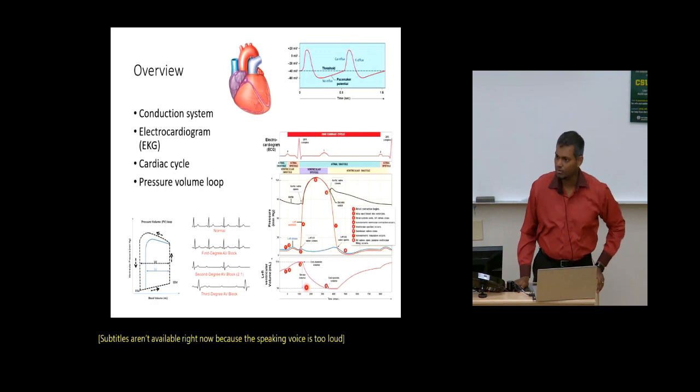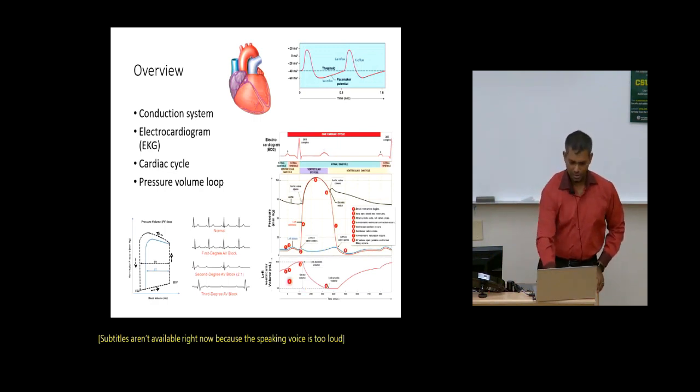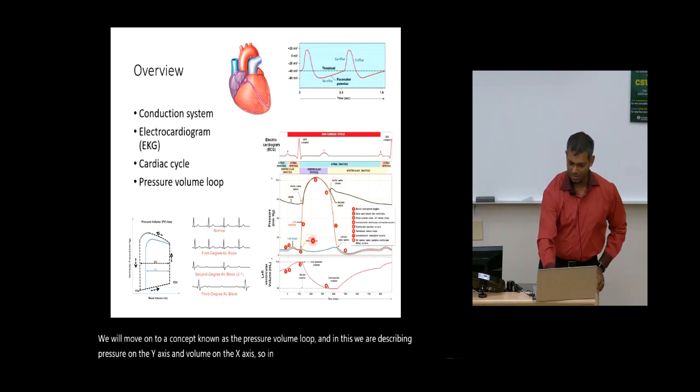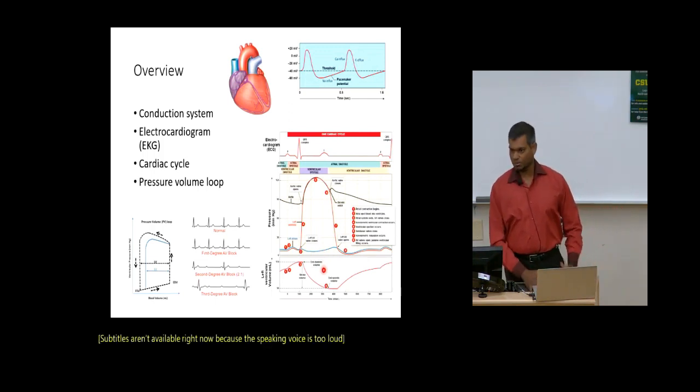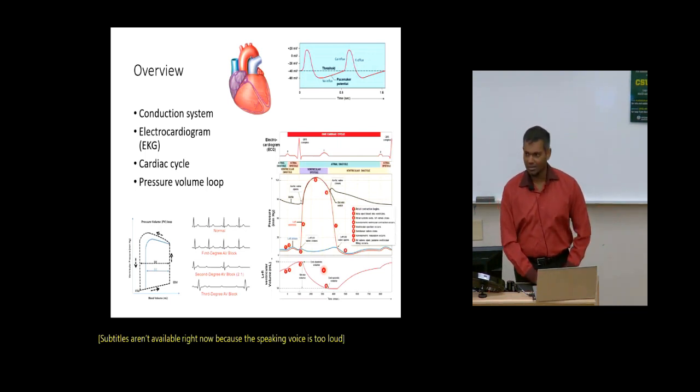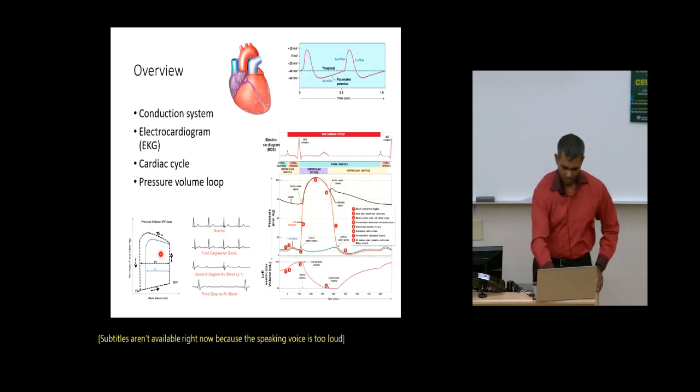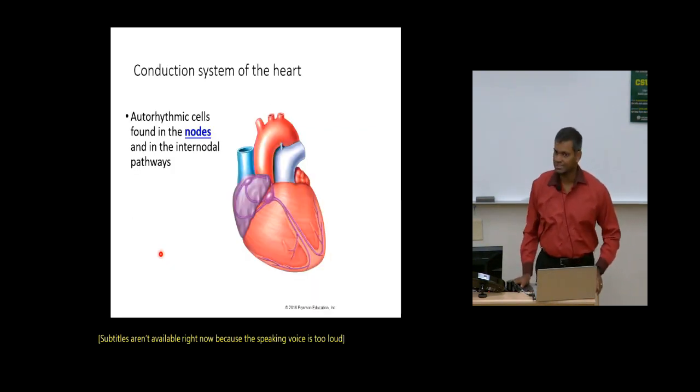And finally, we will move on to a concept known as the pressure-volume loop. In this, we are describing pressure on the y-axis and volume on the x-axis. In this picture on the right side, you see that the pressure is shown on one panel and the volume is shown on the panel below. The PV loop is just trying to show the pressure and the volume in one graph, and they would use this clinically to see what is going on. So with that introduction, let's get into what is the conduction system of the heart.